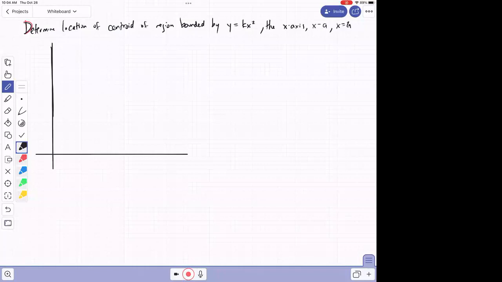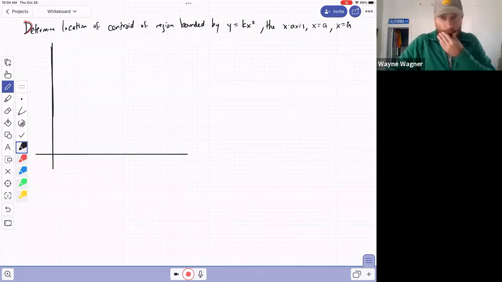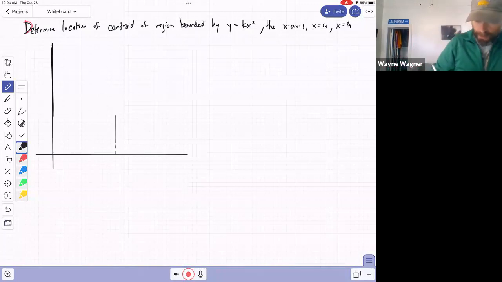Is that x equals a or x minus a? X equals a, yes, thank you. What sucks here is they don't even tell you what a is. We can put numbers in there, but let's say this is a. All right, y equals kx squared. You know that's a parabola, so that's going to have a shape like this.